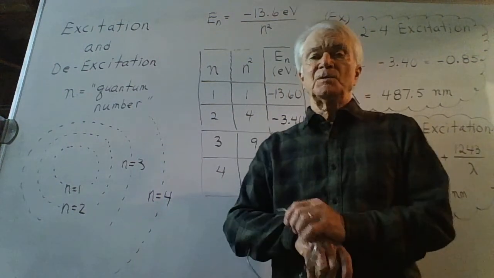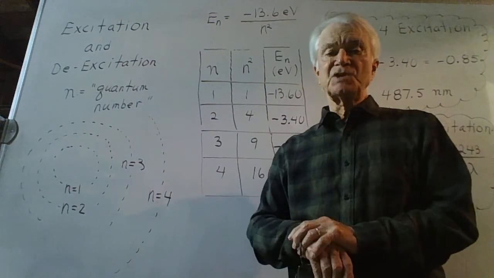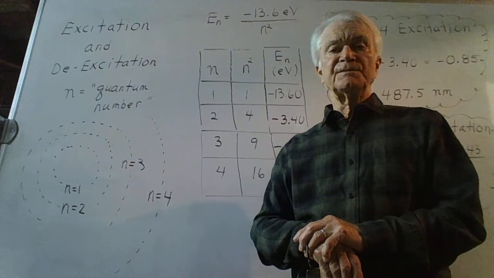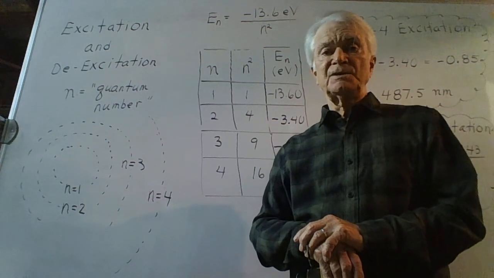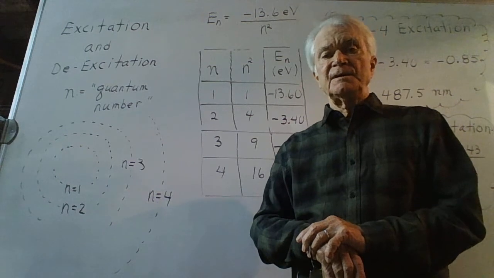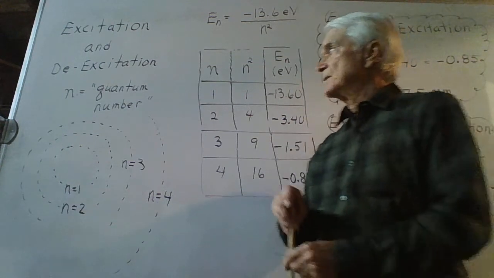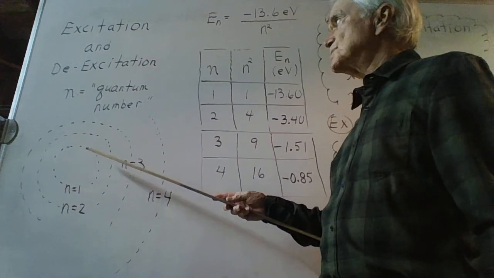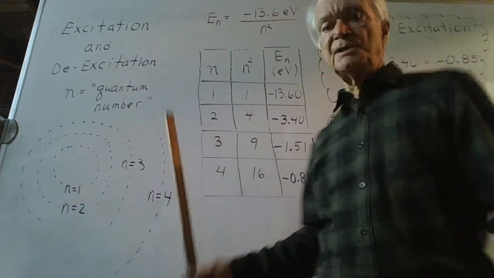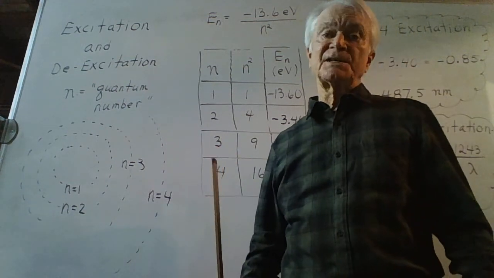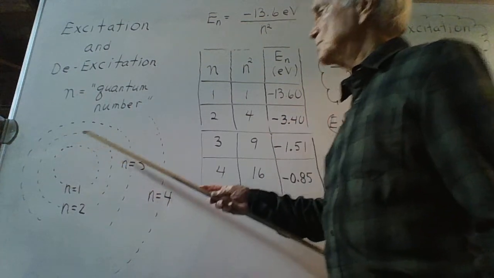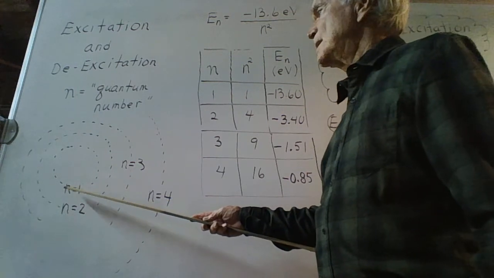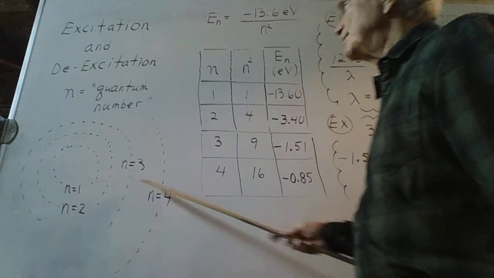Hello. We're getting close to finishing up the content of chapter 30, which deals with the quantization of orbital radii in hydrogen and the quantization of the electron energies. We will study the excitation of electrons in hydrogen as well as the reverse process, de-excitation, sometimes referred to as relaxation. I show a few of the innermost orbitals of the electron, n equal to 1 being the lowest lying one, 2, 3, and 4.